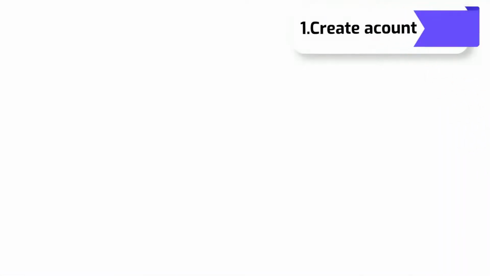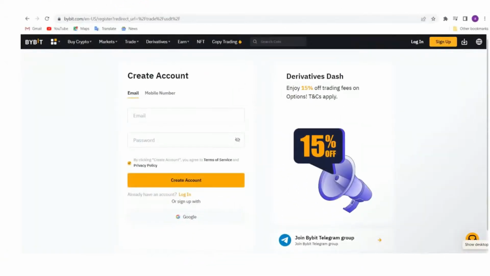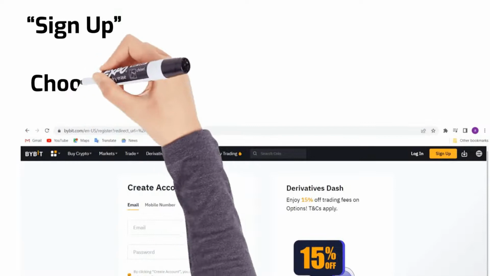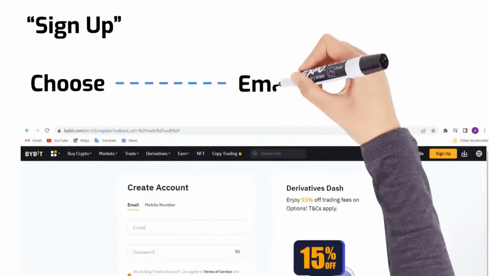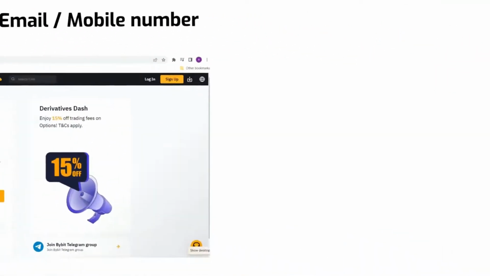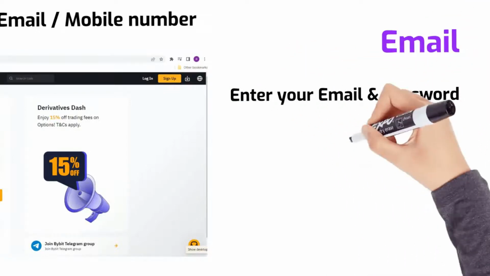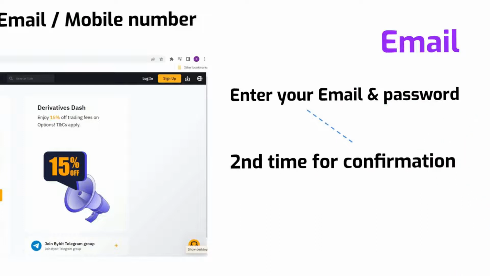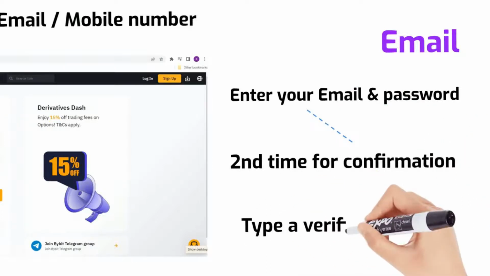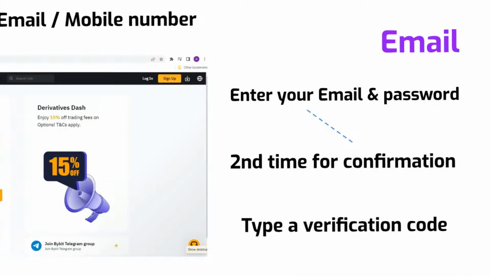At first, you need to have a Bybit account. Please visit bybit.com. Click on the sign up field in the top right corner of the start page in the desktop version of Bybit. Choose whether you want to register by email or mobile number. When registering by email, you enter your email address and your password, which is entered the second time for confirmation. Type a verification code you will receive by email.